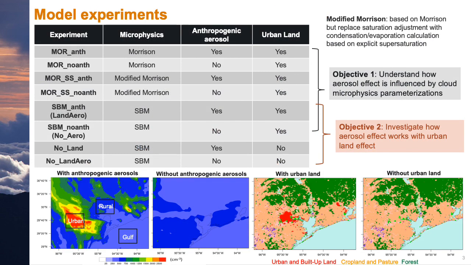For objective 1, we did the simulations by using Morrison two-moment bulk scheme and the spectral beam scheme with or without anthropogenic aerosols. To explain the differences in aerosol effect, we also use modified Morrison, which is based on Morrison scheme but replaces the saturation adjustment approach with condensation evaporation calculation based on explicit subsaturation. For objective 2, based on the simulation with spectral beam scheme, we further did two sensitivity tests by replacing the urban land with the surrounding cropland.